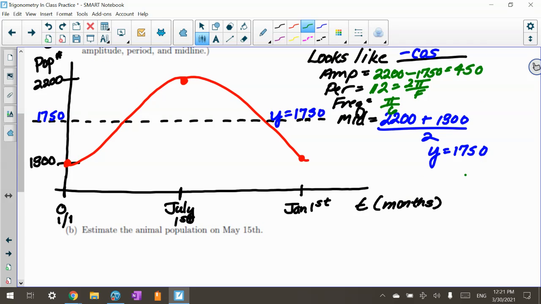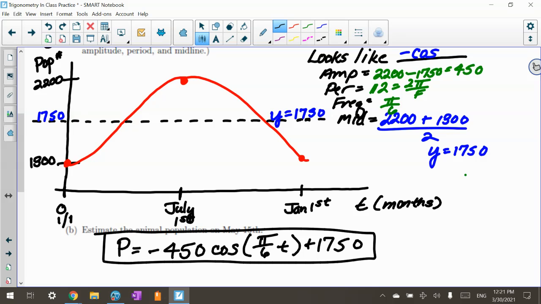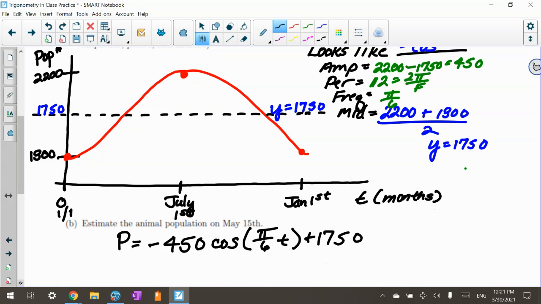So we have this beautiful formula. My population is going to be negative 450, because I have to have the negative there, cosine of pi over 6 t, and this is in months, plus 1750. Isn't that cool? We just came out with a pattern for what those animals are doing, okay? By doing that last line, I just crossed off the question, so I guess I won't box that.